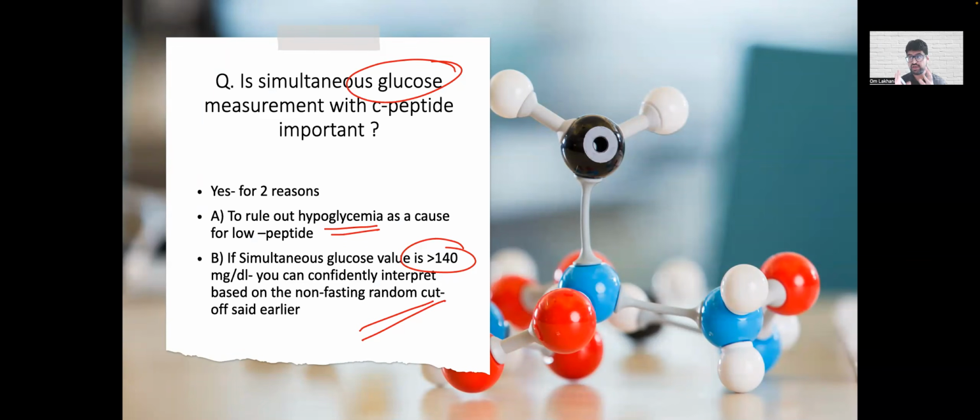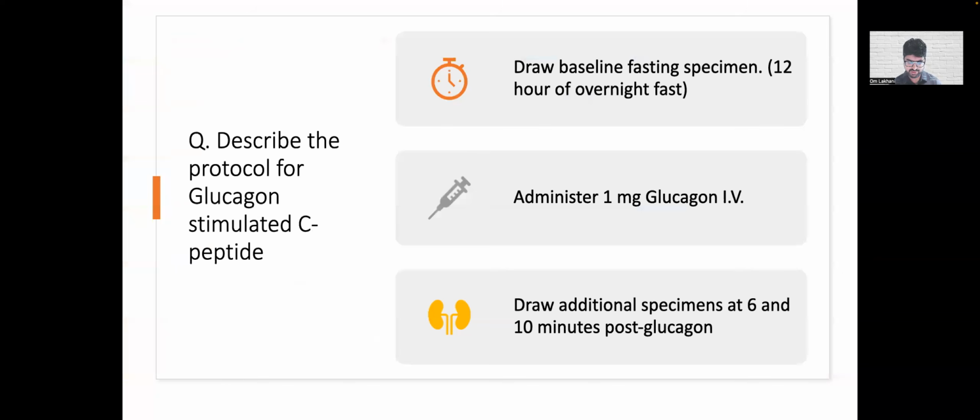So a differentiating factor between a good physician versus somebody who has not attended this lecture is that whenever you send a random C-peptide value, also always send a random blood sugar along with that to the lab. And if you do this, you are somebody who has listened to this lecture and has made the right interpretation.